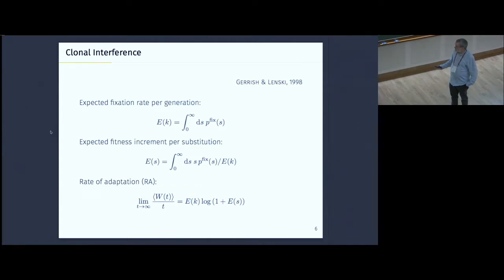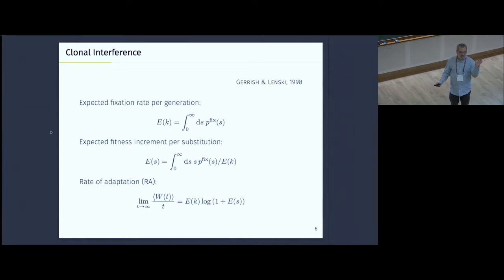You see, this is the expected number of substitutions per generation, and this is essentially what you have if you assume that there is a certain increment per substitution. I forgot the log here, sorry, I forgot the log here.